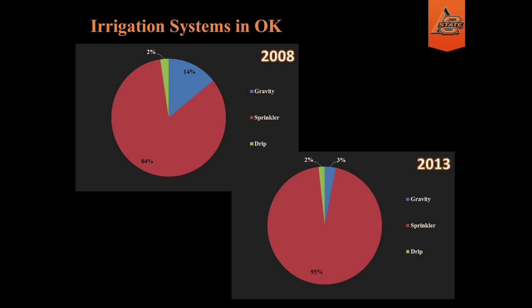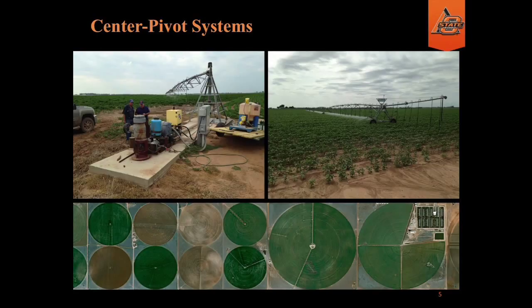You see a growth in sprinkler, but that's mainly because we lost a good chunk of our gravity systems in the southwest corner because of the drought. A lot of the cotton growers could not irrigate in 2013, and that's why you see a larger portion for sprinkler systems. Now, for sprinkler systems, the most common type in Oklahoma is the center pivot system. Out of that 84%, probably about 95% of it is center pivot type system.